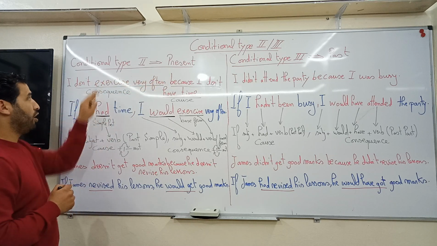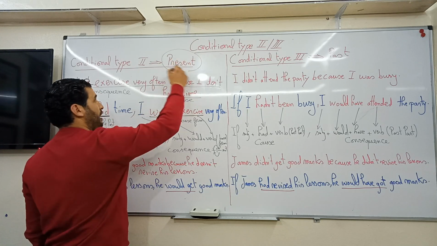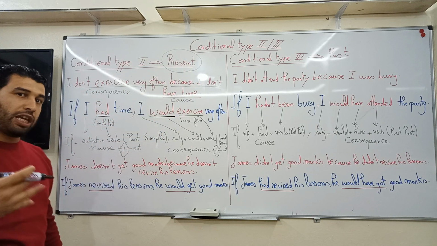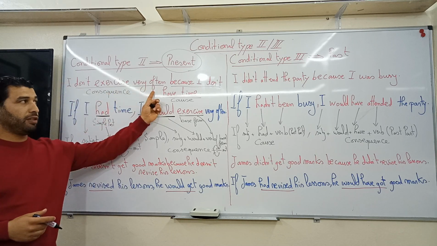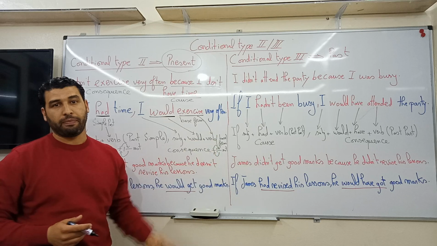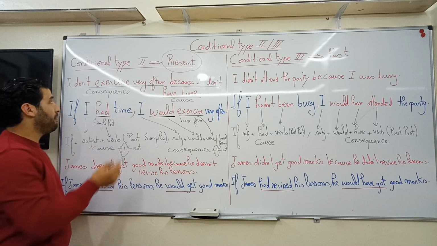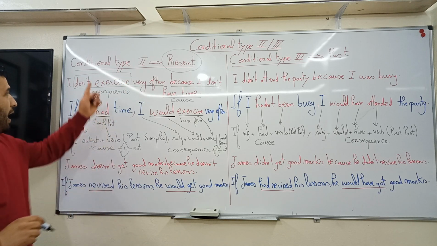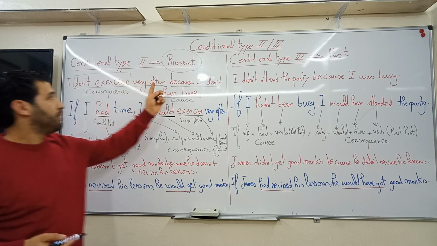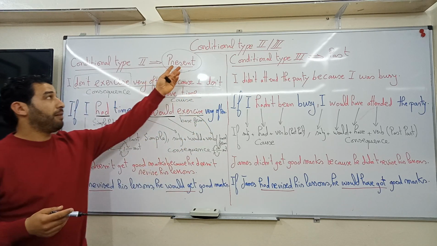The first thing we have to know is that we use conditional type 2 to refer to the present. If we have a present situation, for instance: I don't exercise very often because I don't have time. We notice that the sentence is in the present, right? I don't exercise, simple present, because I don't have time, simple present, which means we have conditional type 2.